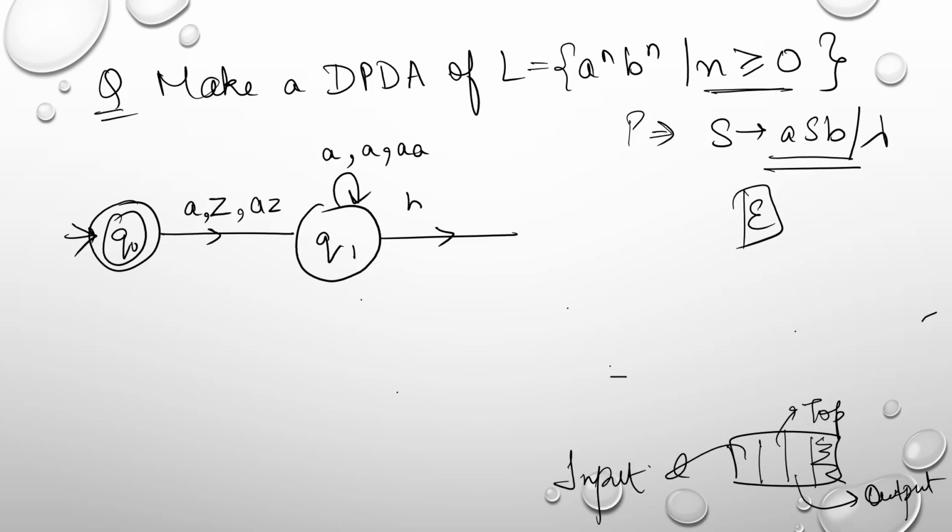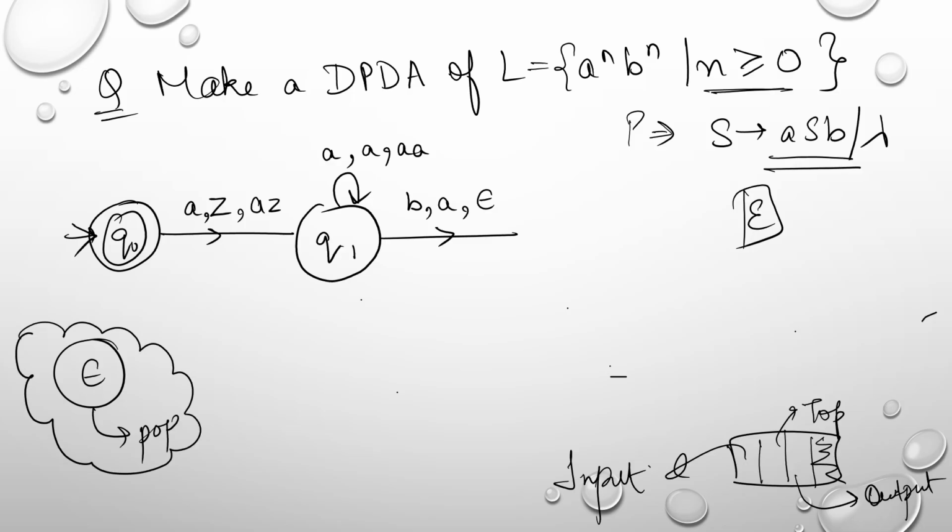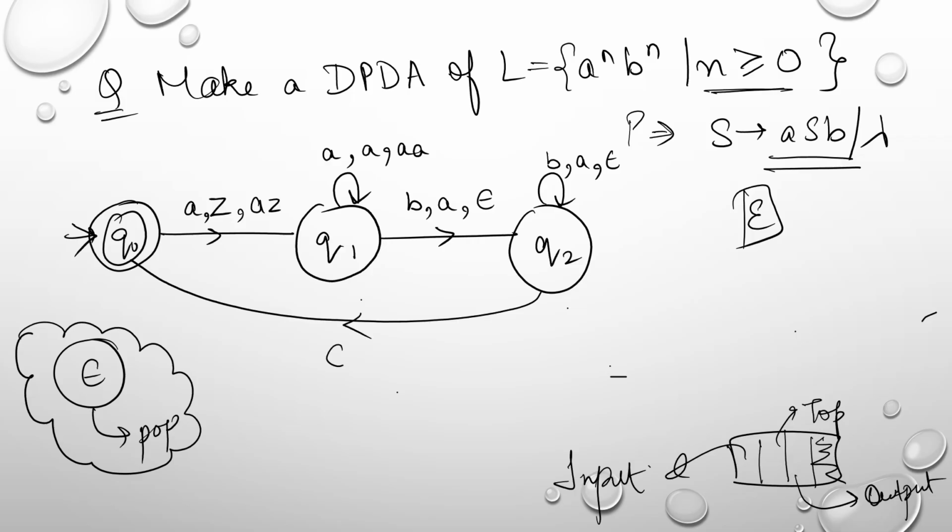But as soon as you get b and you have a at the top, you start popping. Popping is represented by epsilon. Pop. Then you remove a's until we get b's. And as soon as we get input epsilon, everything's done. Your stack has Z left. You return nothing but Z.